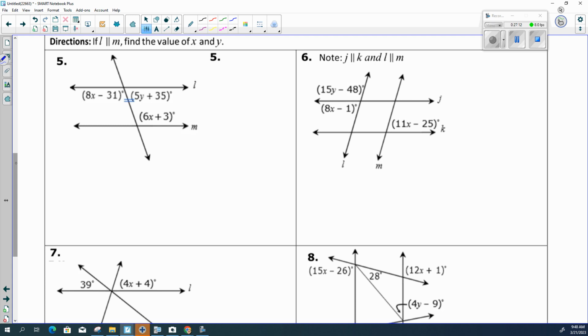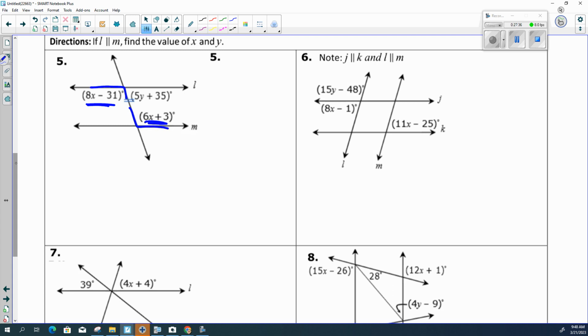Number 5. Now, I'm noticing I've got some x's and some y's. So my hint, don't set up an equation with these two. You can't solve for x and y at the same time. I notice, though, that 2 equations have x. This has an x, and this has an x. So I would start there.